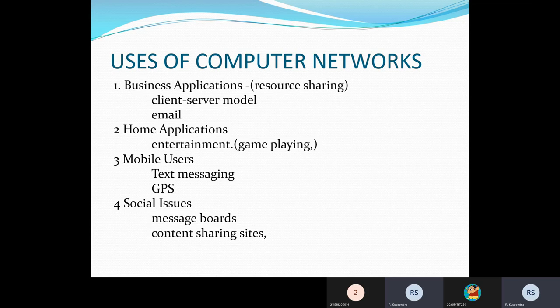First, there are many uses, and I have listed some of them. The first is business applications. We all know this common term, business. Business people will meet many people and make business with many people. They will contact one to one, and they will reach out to many people. So business is one to many, right? They want their business to spread. To spread their business, they will share their resources. They will show what they are doing, what they are going to do, and what the business is like.